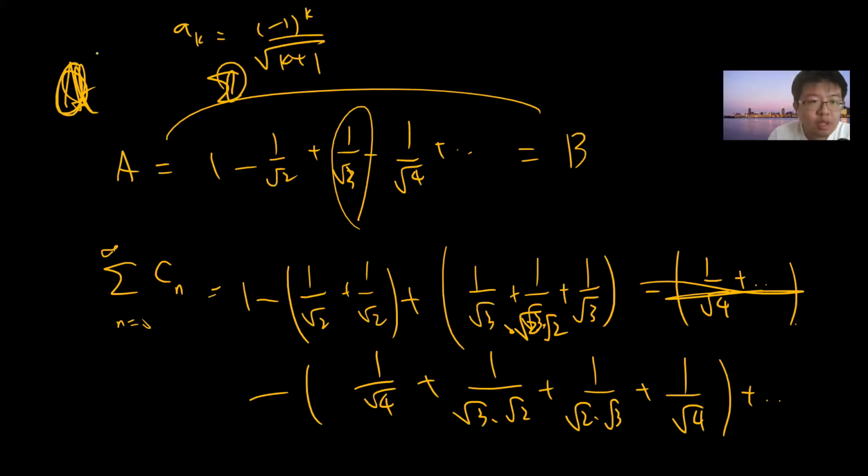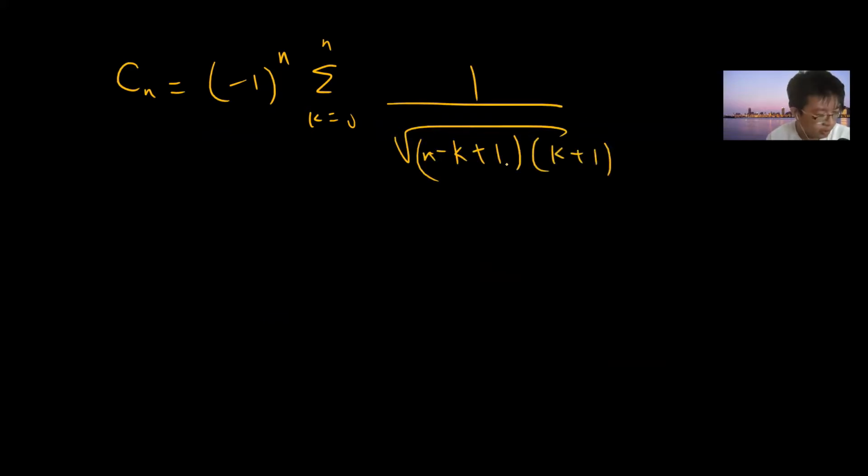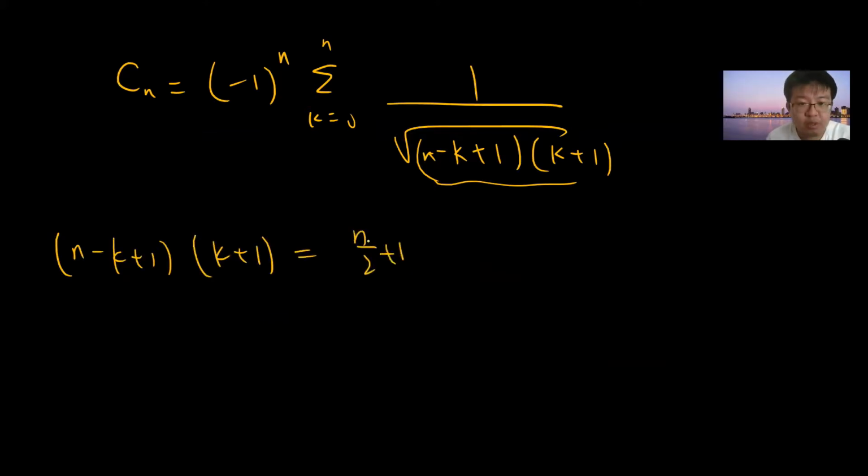So you can prove that obviously cn will be the sum, k from 0 to n, of (minus 1)^n divided by the square root of (n minus k plus 1)(k plus 1). You can check this, and then you can compute it, it's not difficult. n minus k plus 1 times k plus 1 is (n plus 2)^2 over 4 minus (n over 2 minus k) squared.